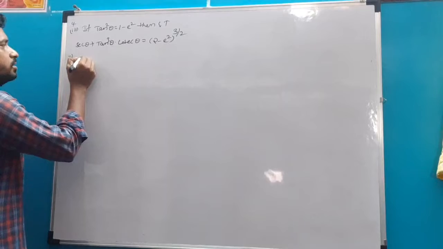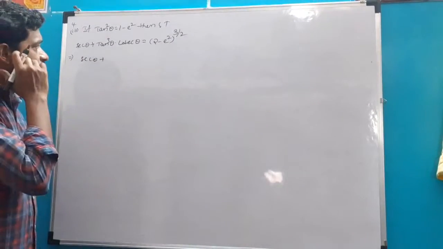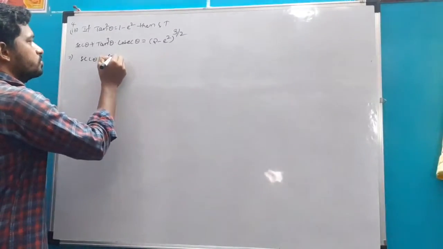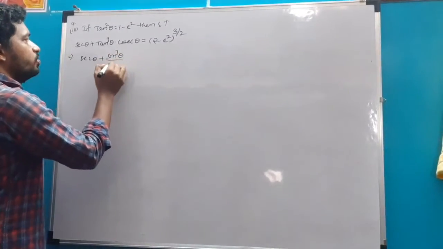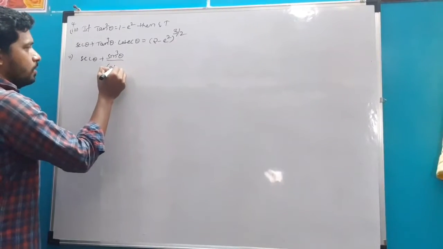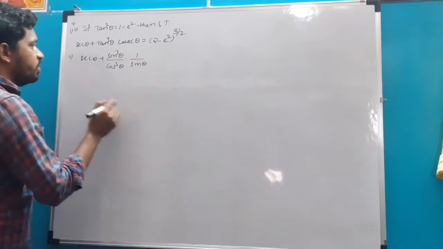Yes, so here secant theta plus tan cube theta can be written as sin cube theta by cos cube theta, and cosecant theta can be written as 1 by sin theta.